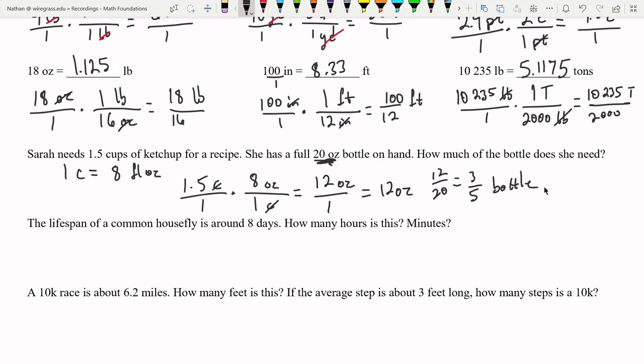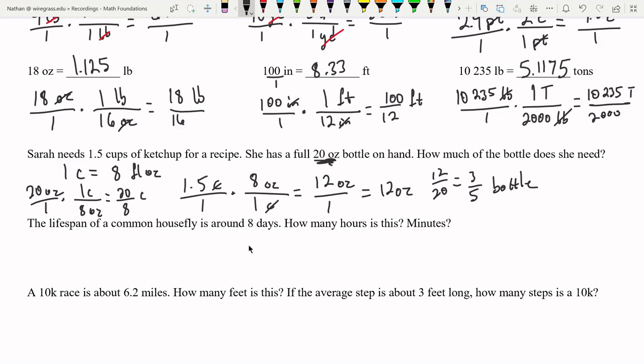Likewise, we can ask how many cups are in a 20-ounce bottle. That's going to be the same kind of idea. 20 ounces over 1 times 8 ounces for 1 cup. We get 20 over 8 cups in that. And that's going to reduce down to 5 over 2 if you divide top and bottom by 4. So there's 5/2 cups, or in other words, 2.5. There's 2.5 cups in 20 ounces. So she needs 1.5 of that. 2.5, 1.5, that's still 3/5 of the bottle. Either way you solve it, you get the same answer.